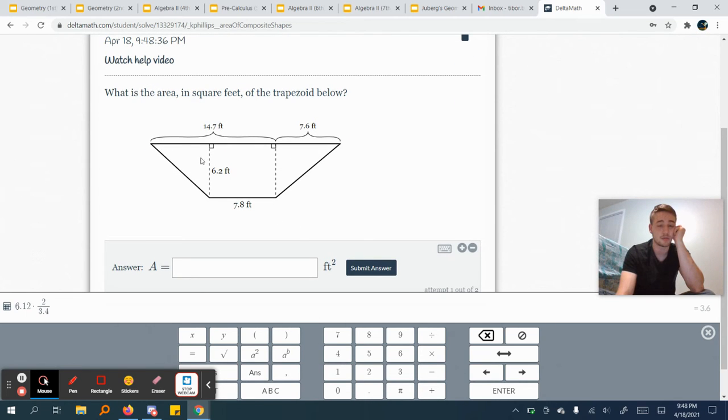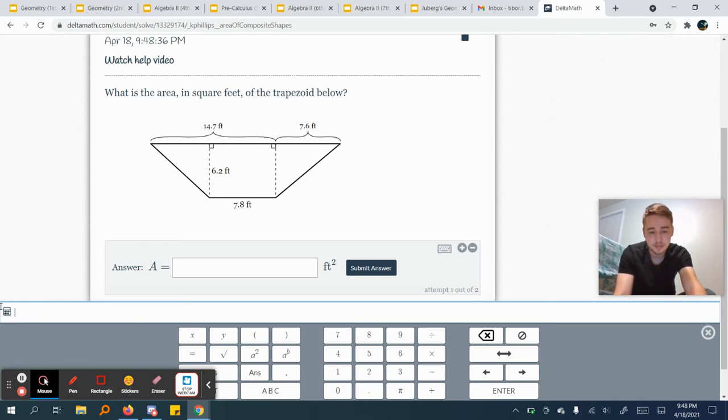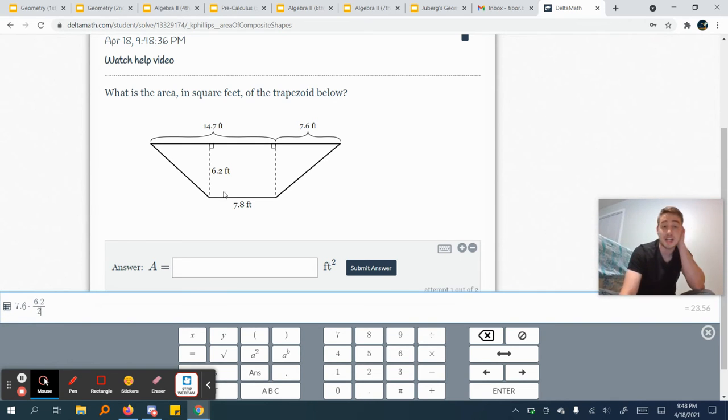Okay, so here we've got rectangle and a couple of triangles on deck. We're going to want to split this thing apart. So 7.6 times 6.2 over 2. That's going to be the right side of the triangle.